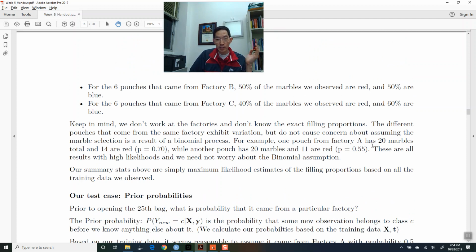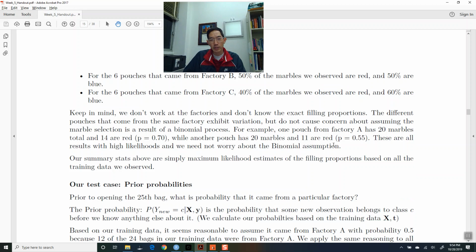As far as factory B goes, we're going to say half are red and half are blue. We counted all the marbles in those 6 pouches, and half are red, half are blue. And then we look at the ones from factory C, and 40% are red and 60% are blue, okay? And again, keep in mind, we don't work at the factories, and we don't know the exact filling proportions. So the pouches that came from the different factories exhibit variation, but we're not worried about it not being part of the binomial process, okay?